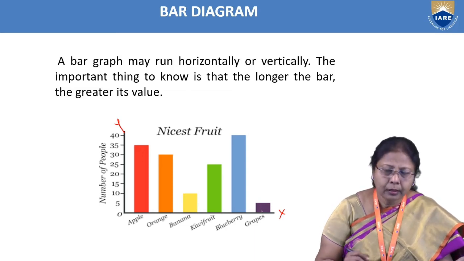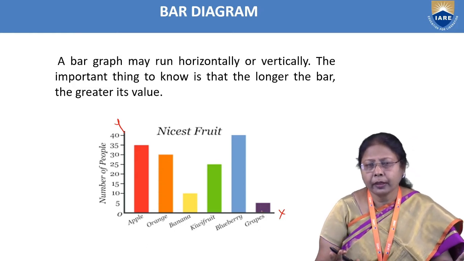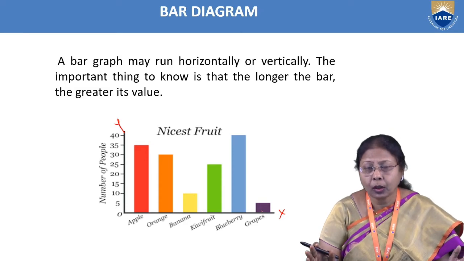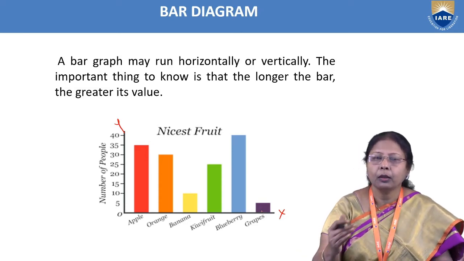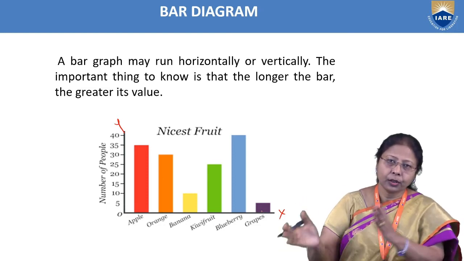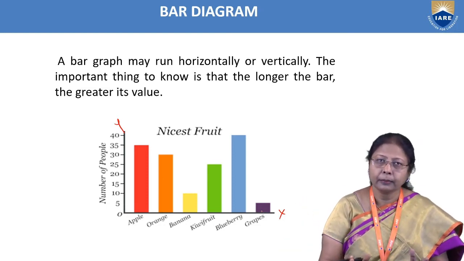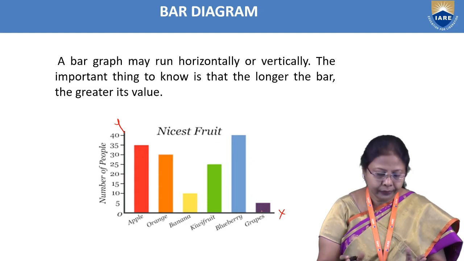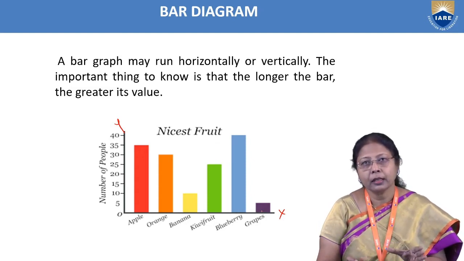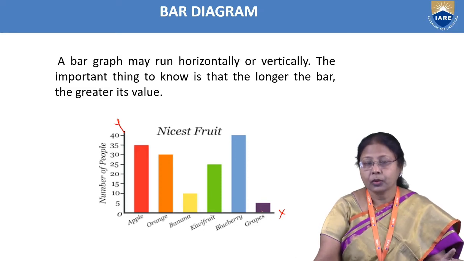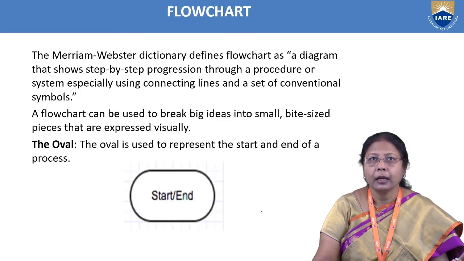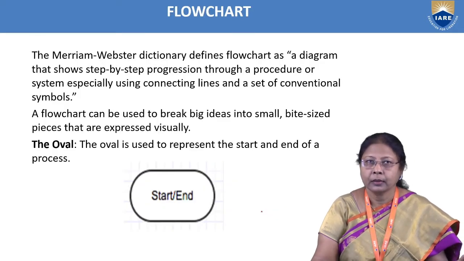Taking this data, we can prepare 4 to 5 pages of content, but people may not get interested in reading the whole content. But when we put this whole text into a diagram, that is a bar diagram or bar graph, we can easily understand what is there in the content. So this is the advantage of converting text into diagram. And the next one is flowchart.